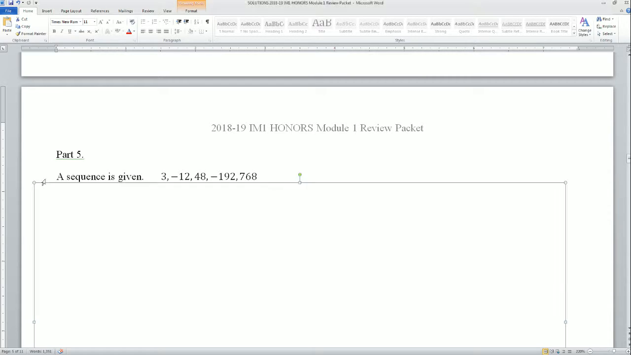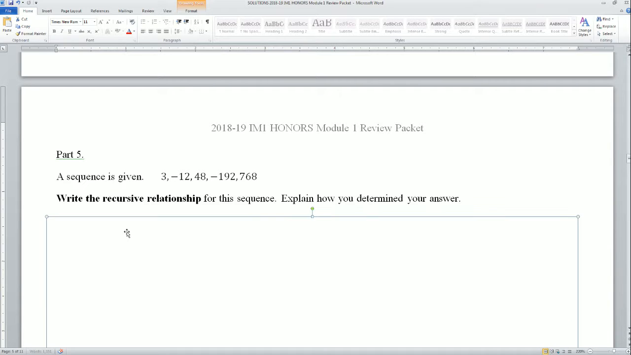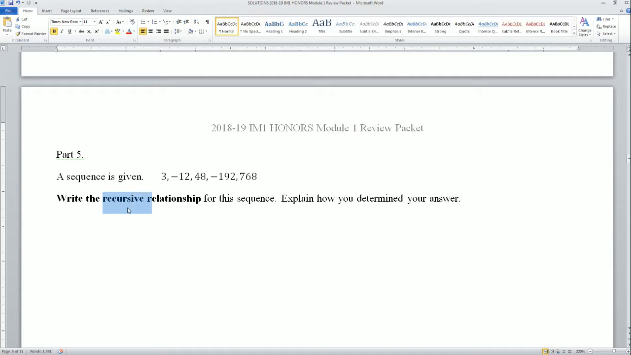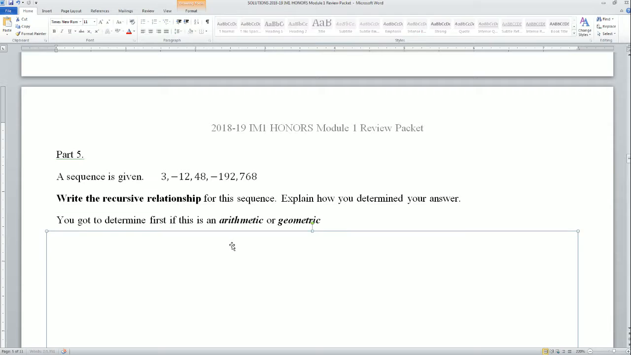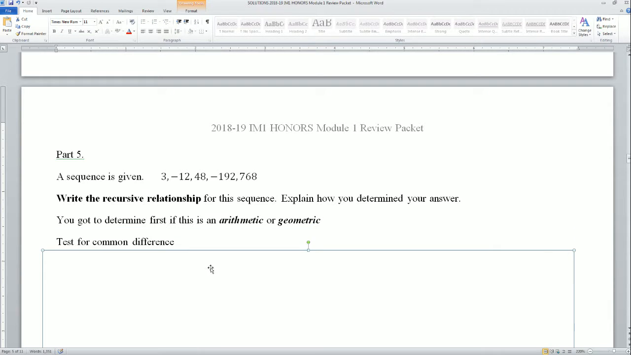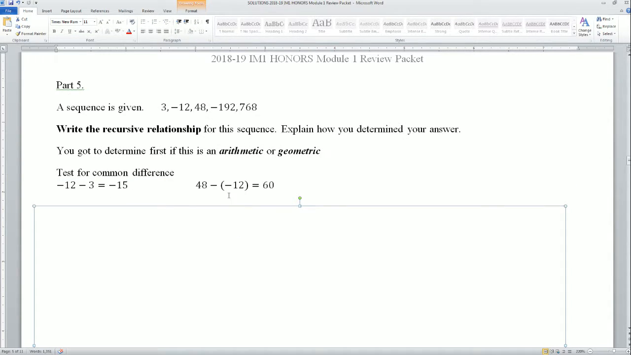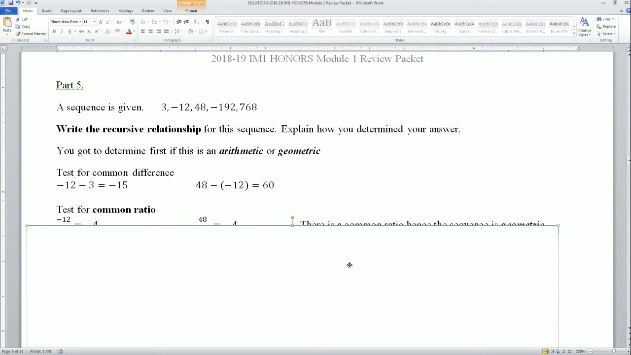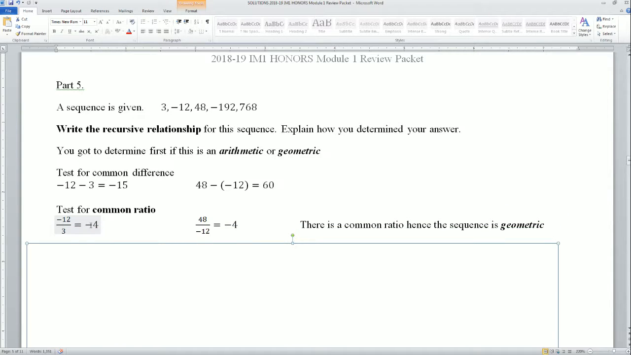Alright, part 5. An 8 sequence is given here. It asks us to write the recursive relationship for the sequence and explain how you determine your answer. To find the recursive, I have to first determine if this is geometric or arithmetic. So, test for the common difference. I saw there is no common difference. Then I test for the common ratio, and I see that it is equal to -4. Then because it is a common ratio, I realize it is geometric.